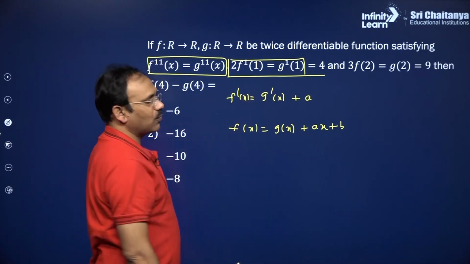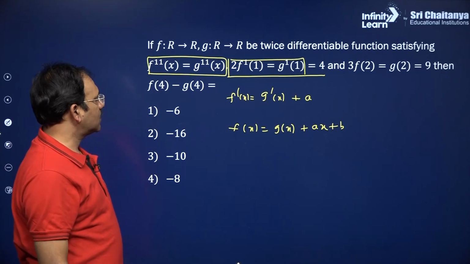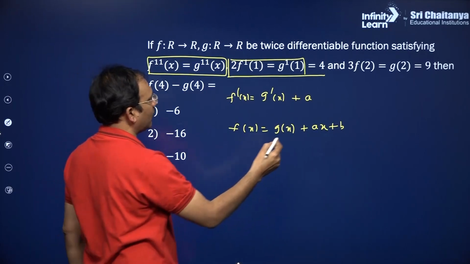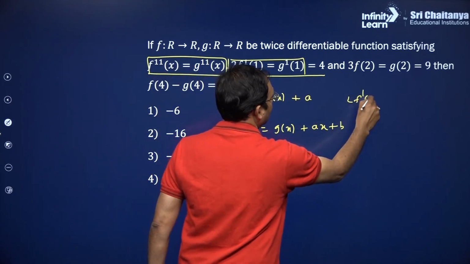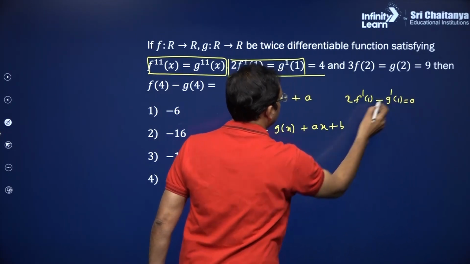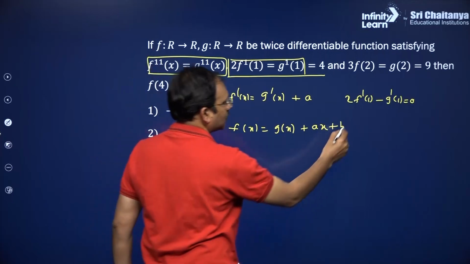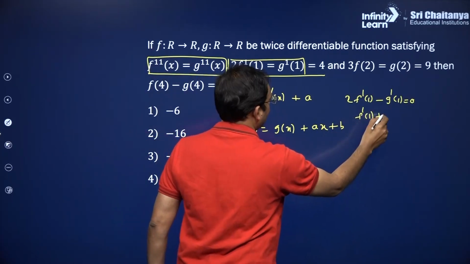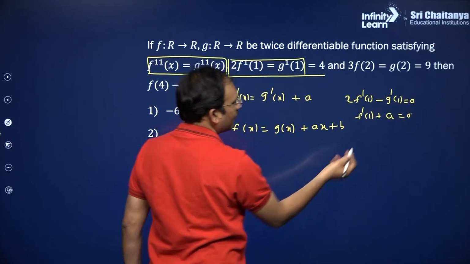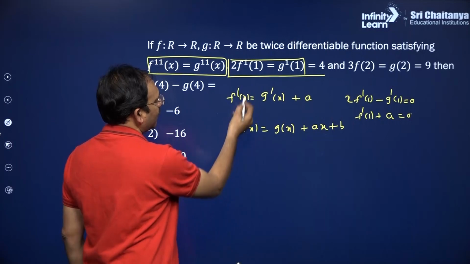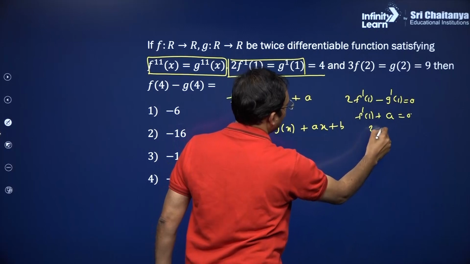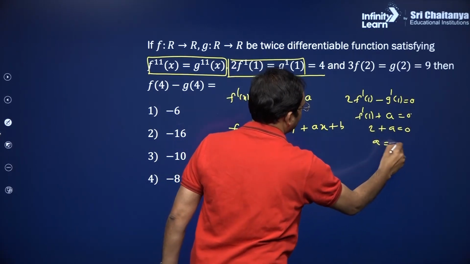From here, my dear friends, 2 f dash of 1 is equal to g dash of 1. If you put x is equal to 1, you can say f dash of 1 minus g dash of 1 is going to be, from this, 2 f dash of 1 minus g dash of 1 is equal to 0, but f dash of 1 minus g dash of 1 is a, so f dash of 1 plus a is equal to 0. F dash of 1 is actually 2. So, 2 plus a equal to 0, a value is minus 2.